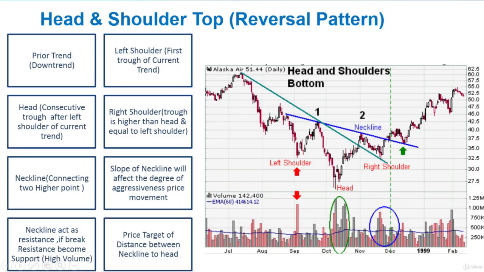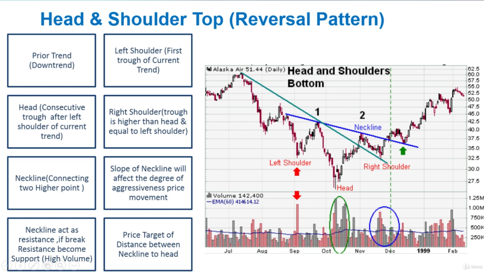Now we discuss head and shoulder bottom in detail. As the sample chart shows on your screen, you can easily identify that the head and shoulder bottom is always formed at absolute bottoms. The first bottom is the first bottom in the current trend. Then a head is formed, which is consecutively lower than the left shoulder. Then the right shoulder is formed, which is much higher than the head and equal to the left shoulder.